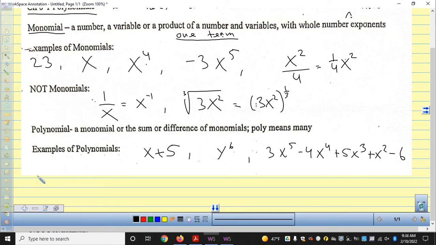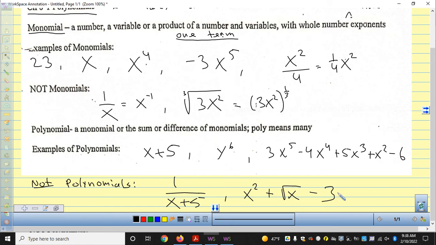And then just below that, I'm not going to grab a picture of the next little line. Not polynomials. This is on your sheet. Not polynomials. 1 over x plus 5. That is not a polynomial. We have two terms in the denominator, but because they're in the denominator, that is not a polynomial. X squared plus the square root of x minus 3 is not a polynomial, because even though we have the x squared and the minus 3, we have the square root of x. And that makes it not a polynomial.